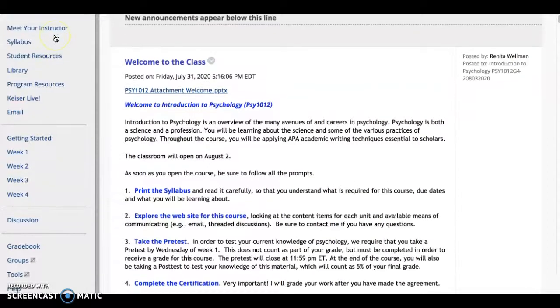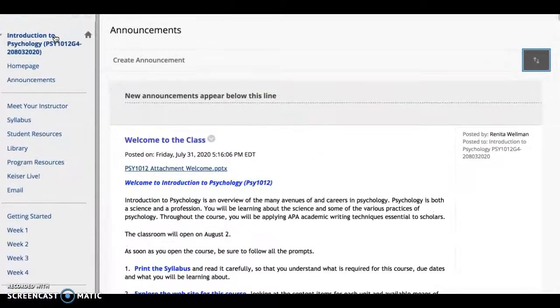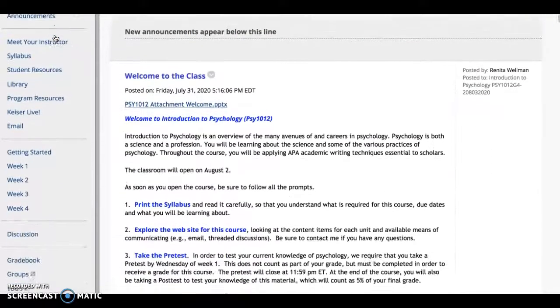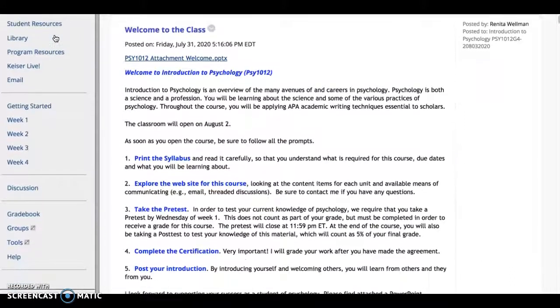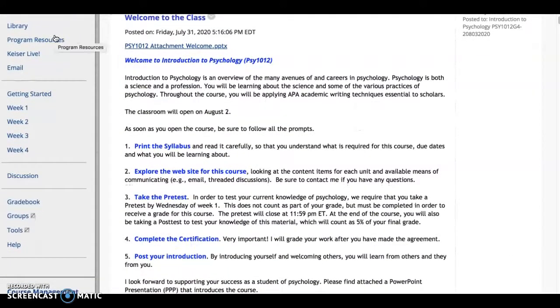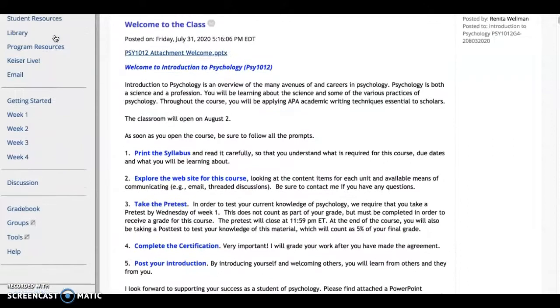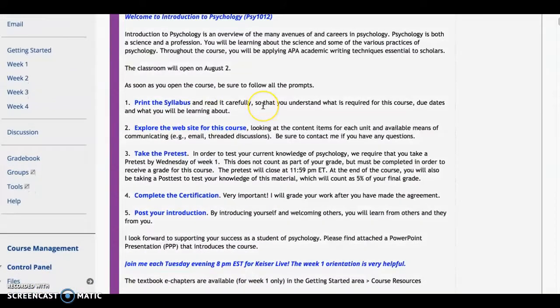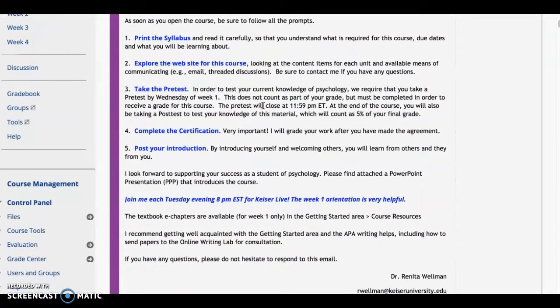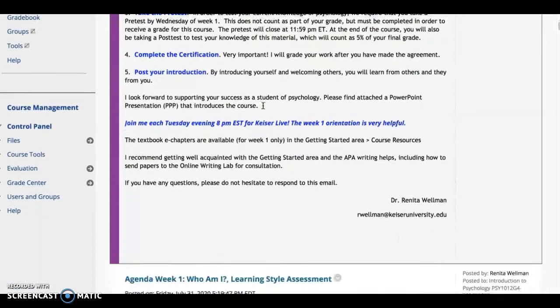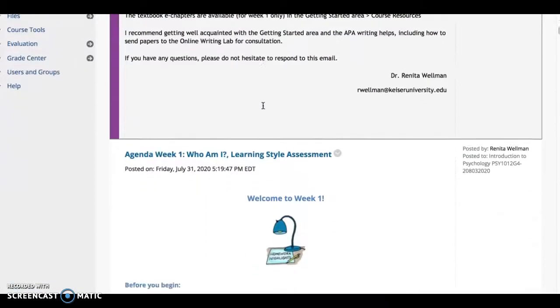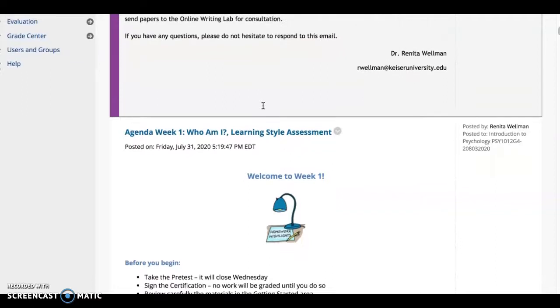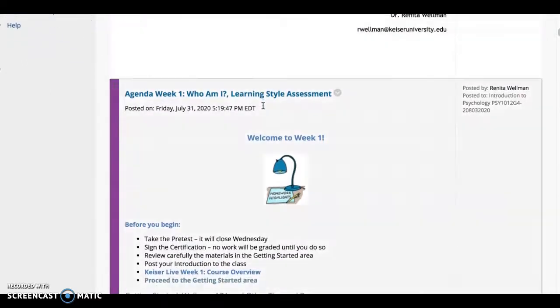What you're looking at here is a screenshot of the announcements area. This is where you should look every time you enter the class. So please do read the welcome to the class, which I sent to your email, and follow the directions. And if you have any questions, please email.